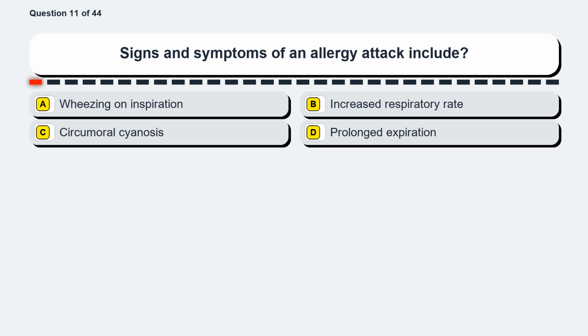Question 11. Signs and symptoms of an allergy attack include? Option A. Wheezing on inspiration. Option B. Increased respiratory rate. Option C. Circumoral cyanosis. Option D. A prolonged expiration.